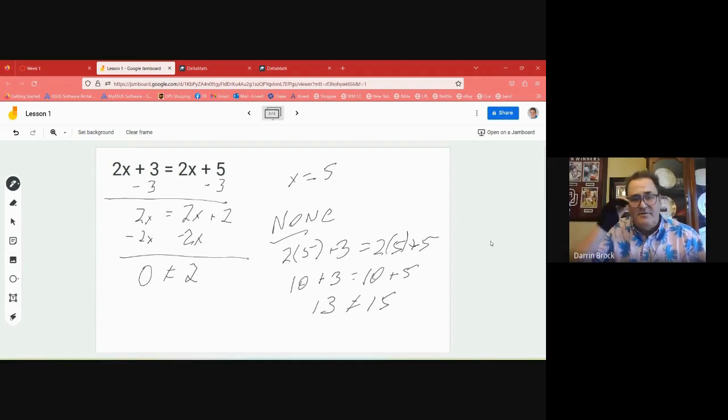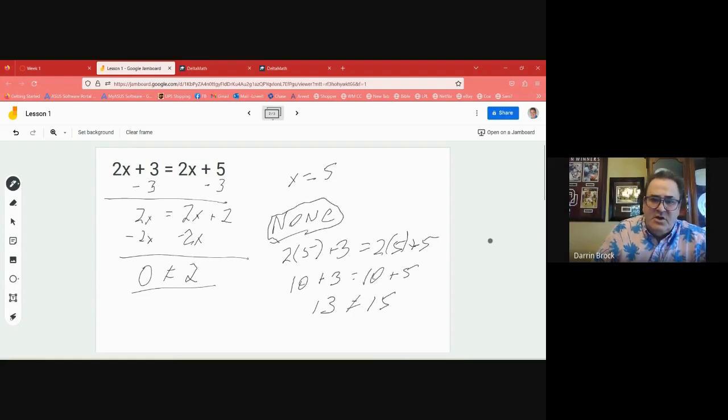And we can try every number that we want to try. We can try positive numbers. We can try negative numbers. We can try 0. There is no solution because we ended up with a statement that's not true. There's no variables. It's just 0 equals 2, and that's not a true statement. So that tells us there is no value for x that will make this equation work. So let's look at a third type of situation.